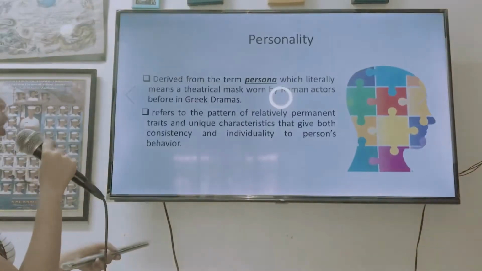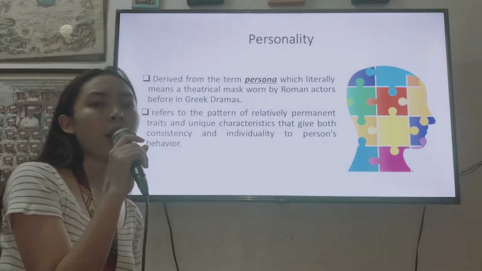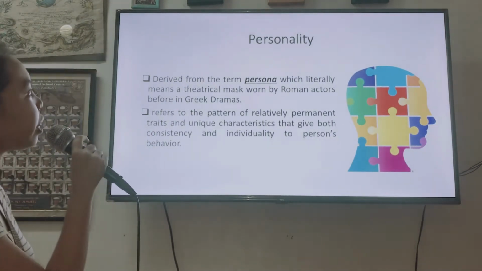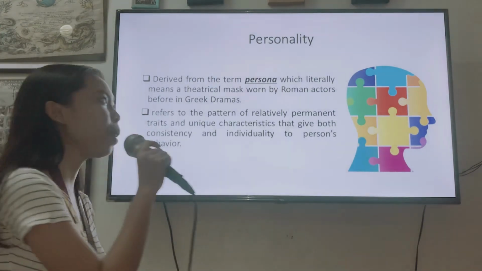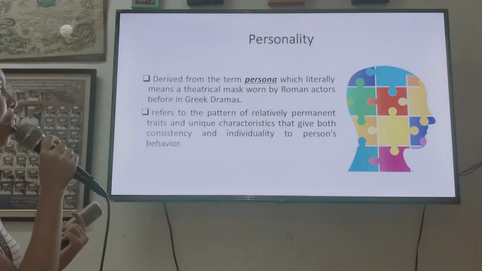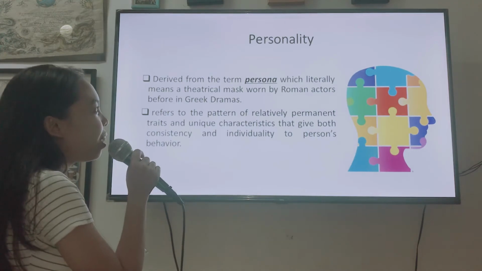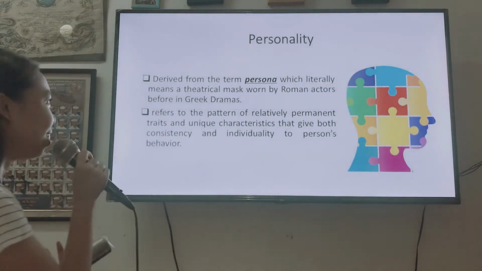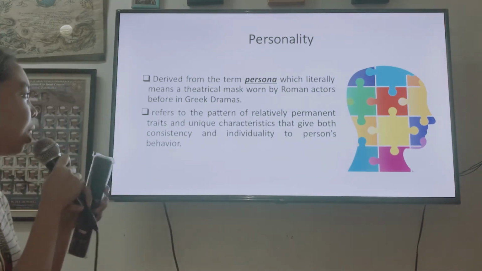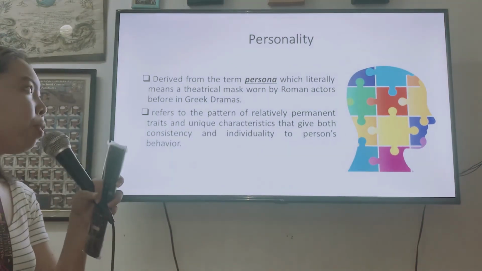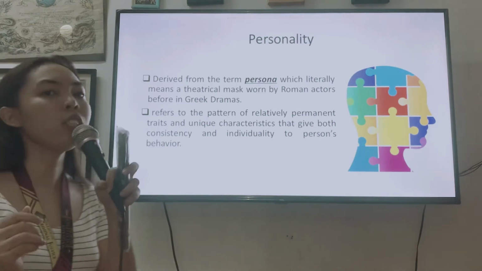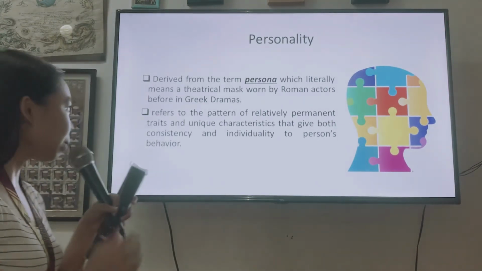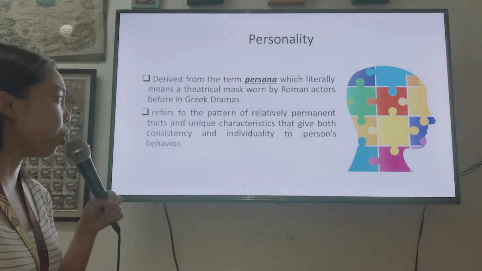So we have here one of the terms under the emotion: the personality. It is derived from the term persona. It literally means a theatrical mask worn by Roman actors before in Greek dramas. It refers to the pattern of relatively permanent traits and unique characteristics of an individual. This is the person's behavior.